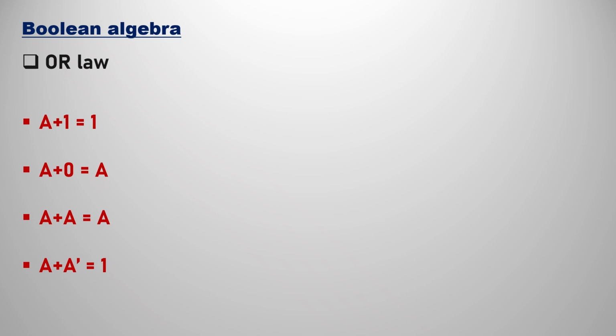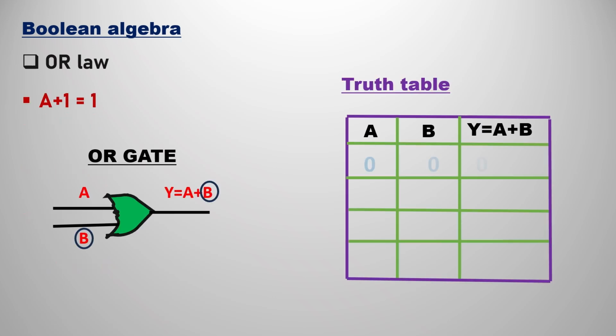So let's start with the first one, that is a plus 1 is equal to 1. The equation suggests a plus 1, so we are going to replace b with 1. I have put a table, that is the truth table of the OR gate itself. If you observe, all are 1s except the first term. Only if both are 0s does it become 0.